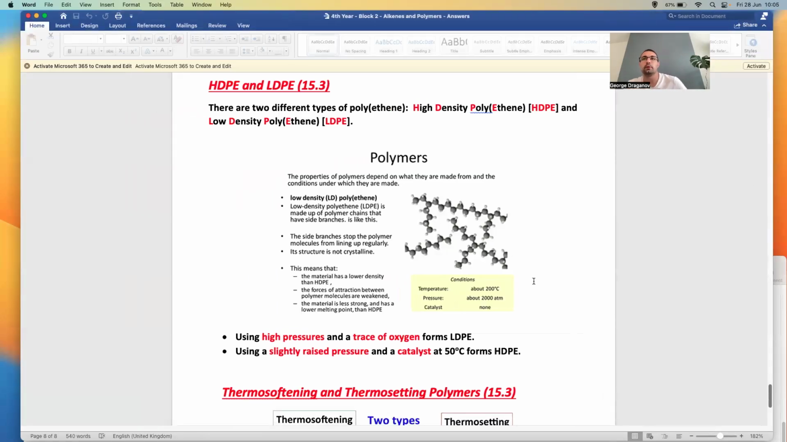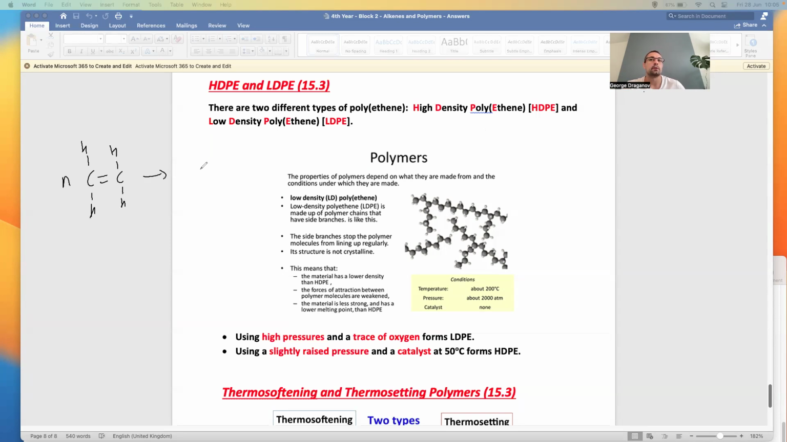Right, for the AQA students, today we're going to have a short lesson on HDPE and LDPE first. So high density polyethylene and low density polyethylene. So remember, polyethylene is simply when the ethene molecule here turns into polyethylene. That's it. That's what we're talking about. We're only talking about this particular polymer.